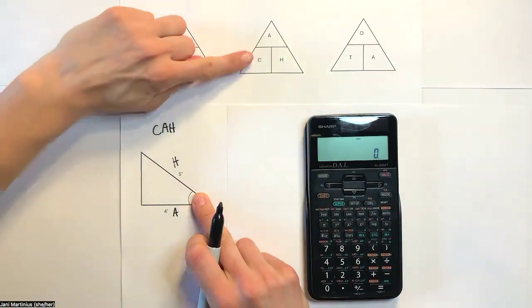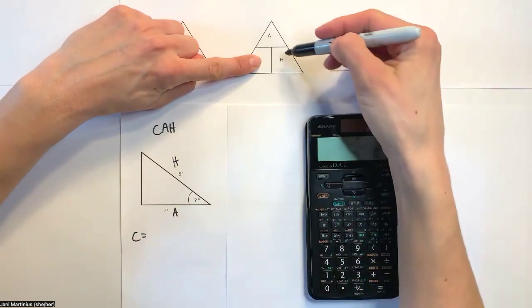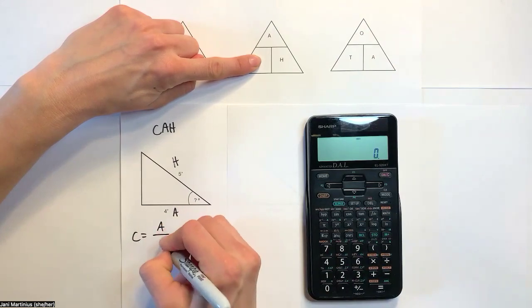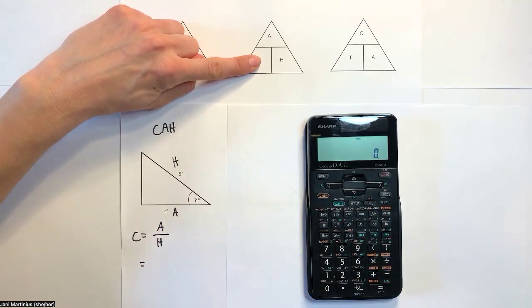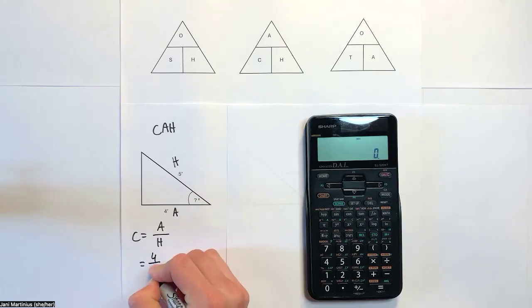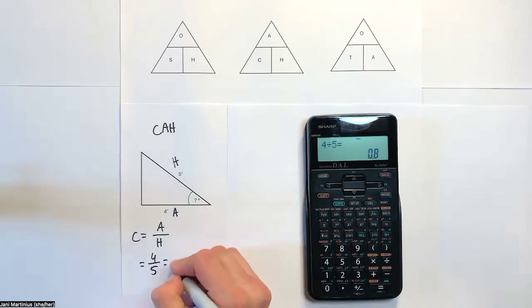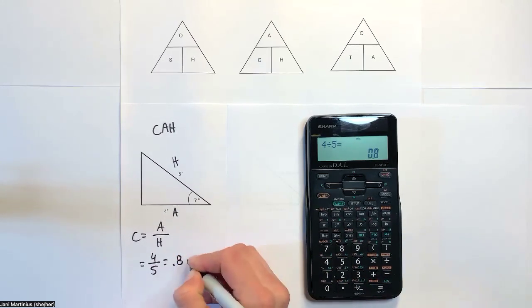We're looking for the C, right? We're looking for the angle. So C equals A over H. So adjacent over hypotenuse, which means 4 over 5. 4 over 5 gets us 0.8.